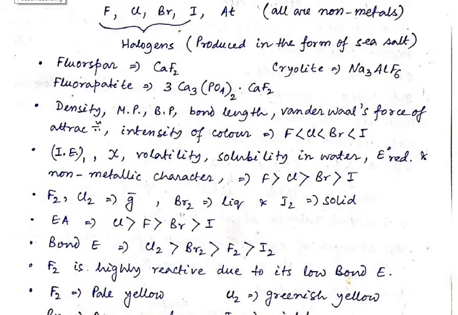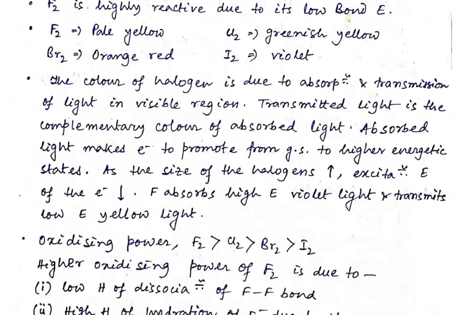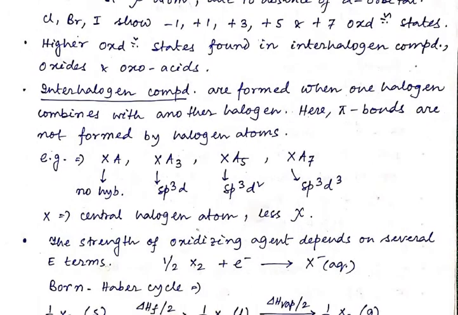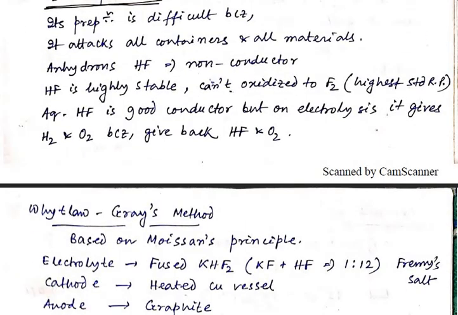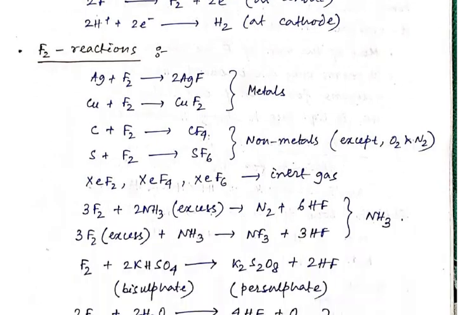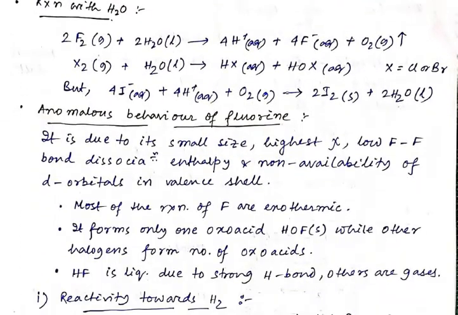Hello students, in our previous class I discussed the physical characteristics of group 17 elements. Mainly I discussed the halogens, that is fluorine, chlorine, bromine and iodine. After that we also discussed the synthetic procedure of fluorine using the Moissan process, and then the reactions of fluorine, and finally the uses of fluorine.